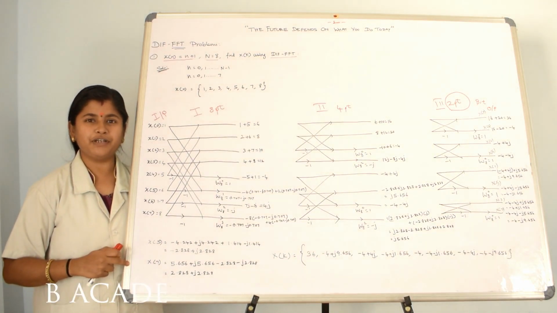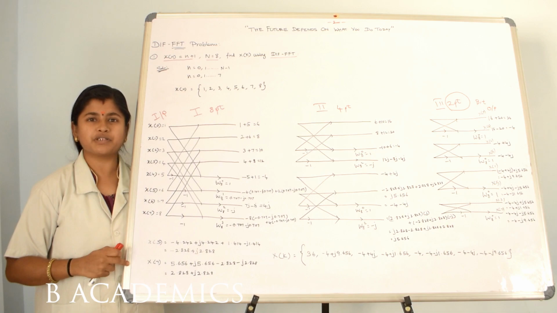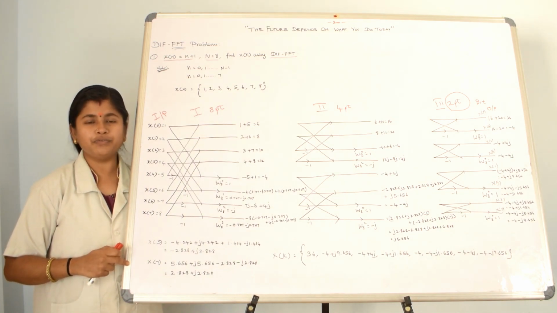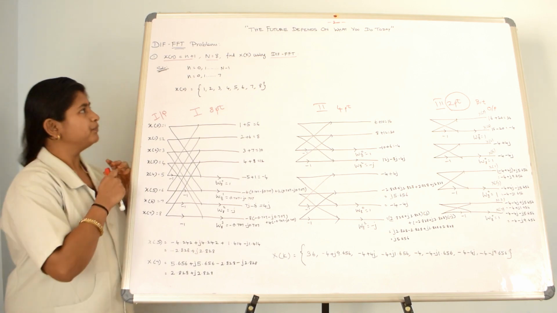In the previous video, we have discussed decimation in frequency fast Fourier transform general structure. In this video, we are going to solve a simple problem based on the DIF FFT butterfly flow graph. Okay, we'll see what is given in your question, right?